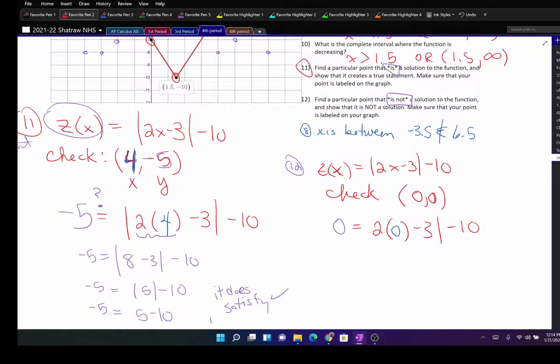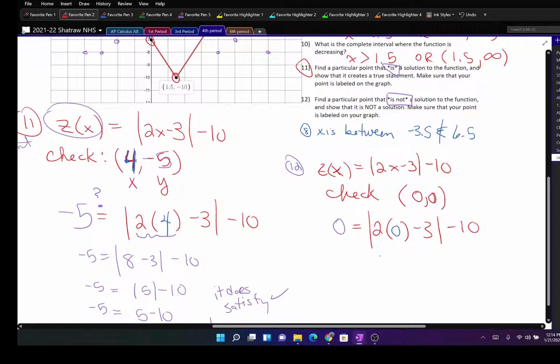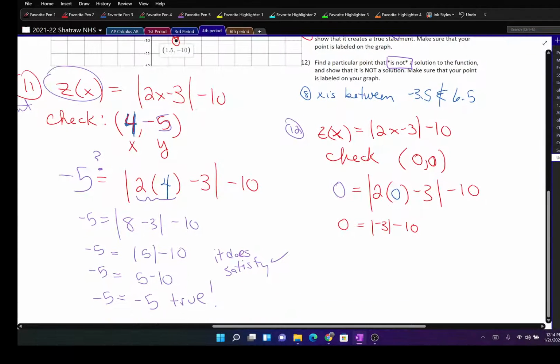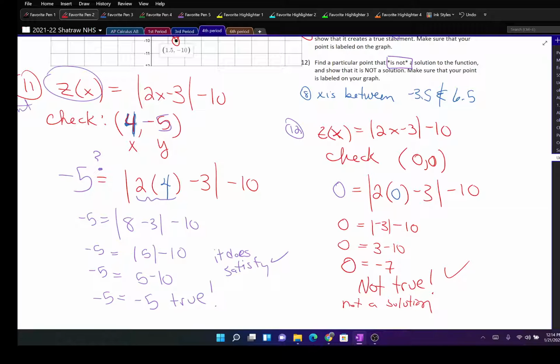So I am checking to see what happens here. 2 times 0 is 0. 0 minus 3 is negative 3. The absolute value of negative 3 is what? And 3 minus 10 is what? Negative 7? Well, is that true? Not true. Okay, so good. That's a point that is not a solution. This is not a solution because I got that fact that it was not true. Okay? So there you go. I kind of went fast.